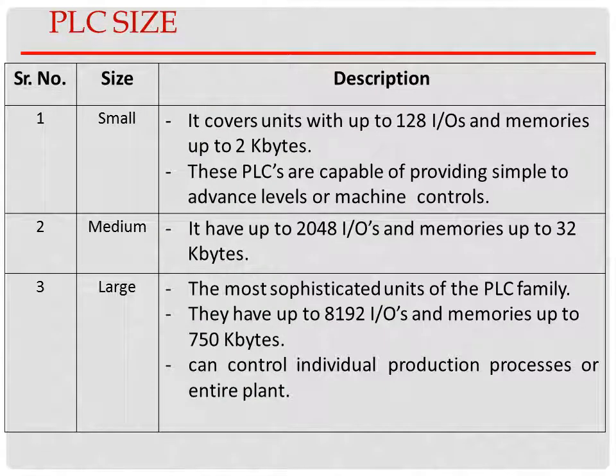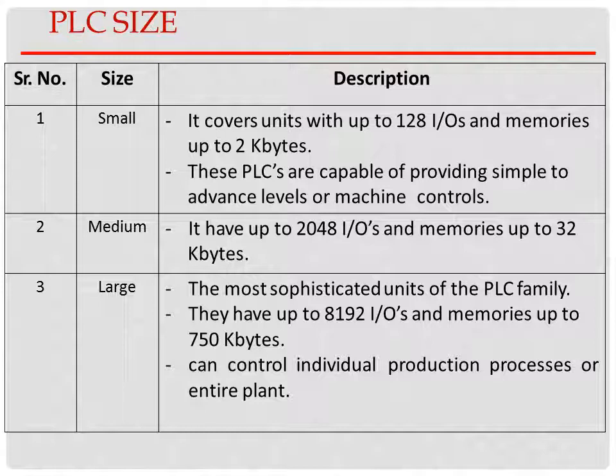So there are 3 types of PLCs depending on size: small PLC, medium PLC and large PLC. The small PLC covers units with up to 128 IOs and memories up to 2 kilobytes. These PLCs are capable of providing simple to advanced levels of machine controls. Then medium PLC has up to 2048 IOs and memory up to 32 kilobytes.